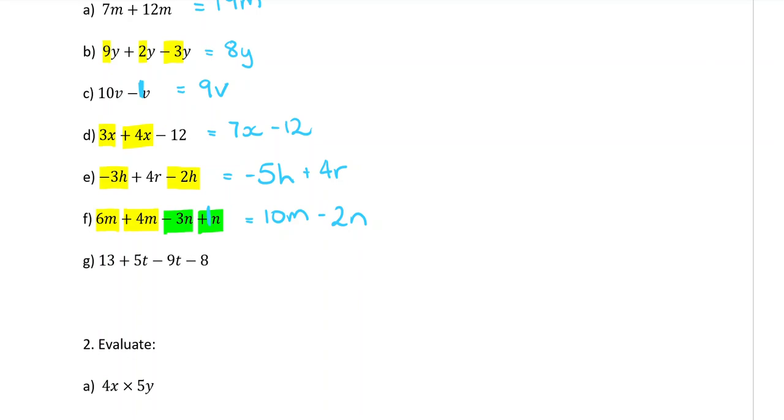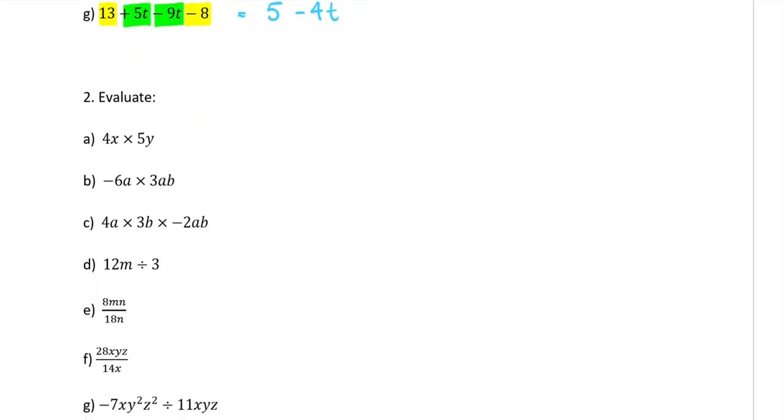And G, 13 and minus 8 are the terms that don't have any letters, so they will go together. And 5t minus 9t. 13 minus 8 makes 5. And now the green ones, a positive 5 minus 9 will make negative 4t. Okay, so now moving on to the next ones.